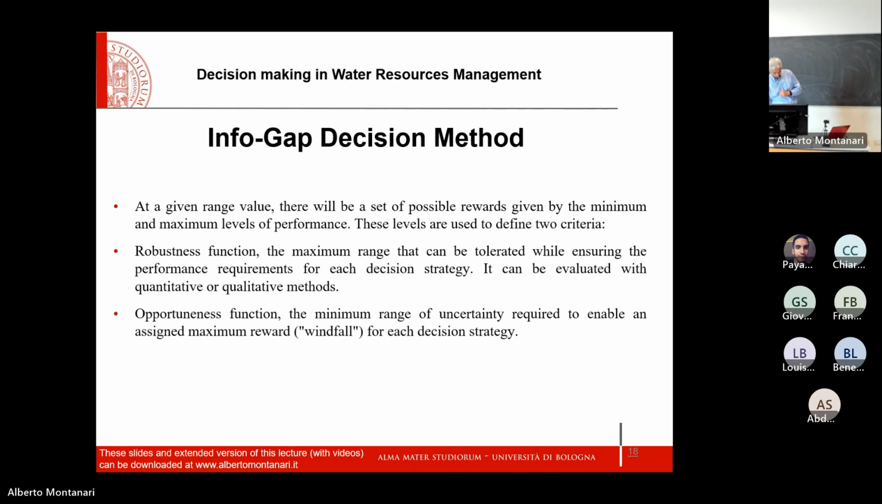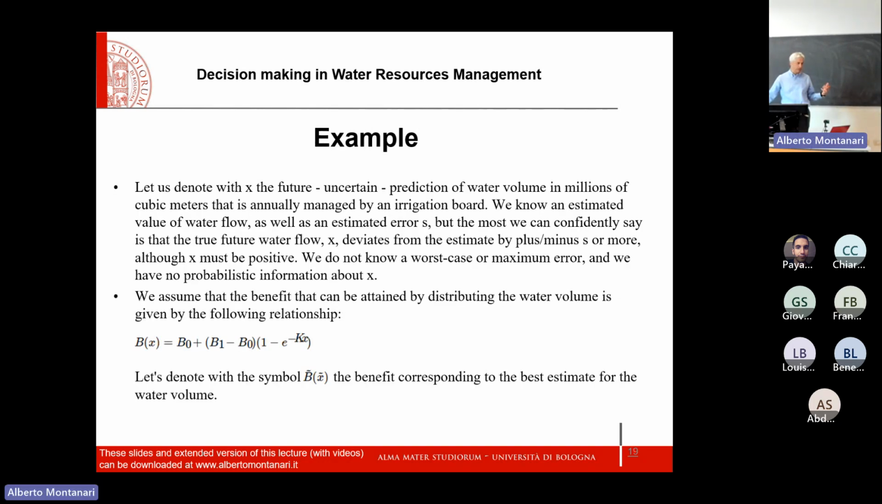So let's go to the example then, okay? Let's make an example that refers to what I have called into play so far. Water for irrigation. I have a model that gives me an estimate of future water available for irrigation. Let's call it with the symbol X, okay? Somewhere here, I hope, yeah, X, water for irrigation. So we know an estimated value of water for irrigation because the climate models give us a best estimate.